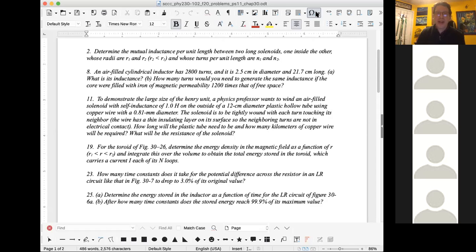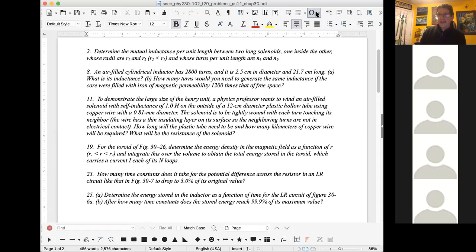Then for problem 25, this is the last one. Determine the energy stored in the inductor as a function of time for the LR circuit of figure 30-6a. Here, the switch is connected so that the power supply is part of the circuit, and you're building up from 0 to a maximum current. So you know the current is a function of time. We went over that in class.